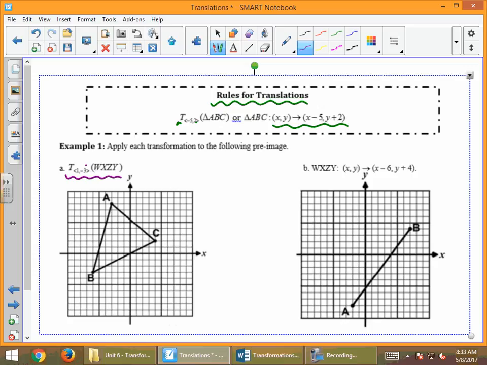I'll start with A. I'm going to move it right 1, down 1, 2, 3. There's my new point, and I'm going to label it A prime to indicate that that was the image. Do the same thing with C: right 1, down 1, 2, 3, and label that C prime. Same thing with B: right 1, down 1, 2, 3, and I'm going to label that B prime. And then you just connect.